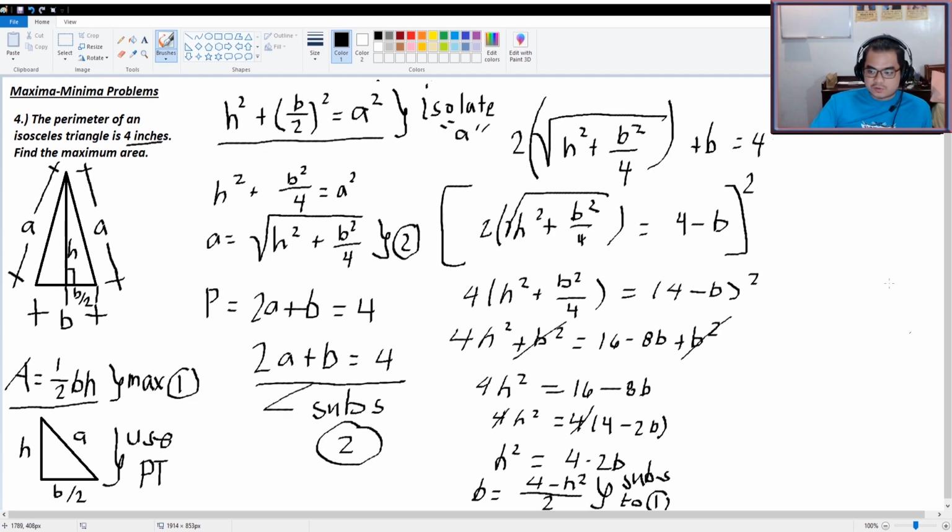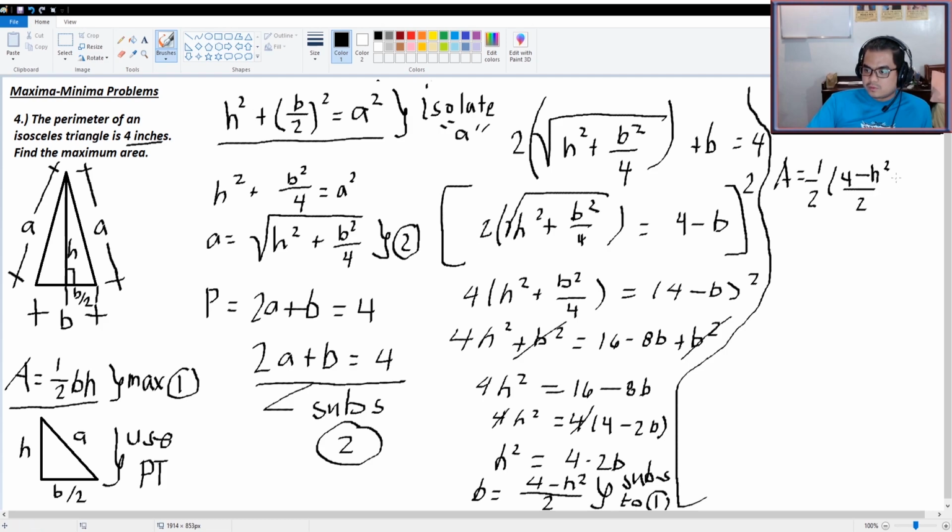Okay, so what we will do is this one, substitute this one to equation 1. So substituting that to equation 1, you'll have A now will be equal to 1 half. B is equal to this one. Okay, so that's 4 minus H squared over 2. That's your B, times H.